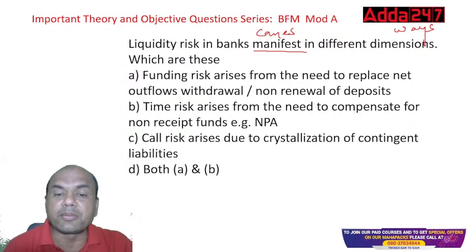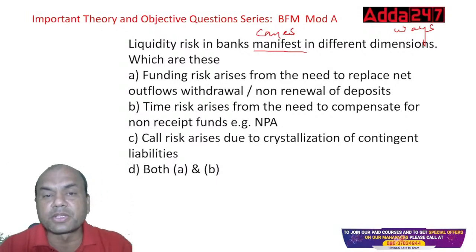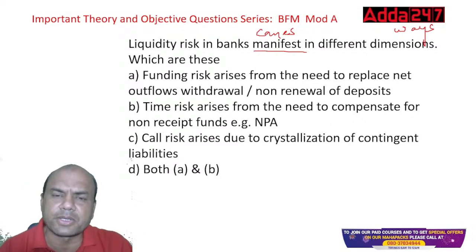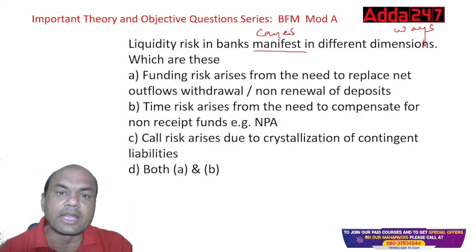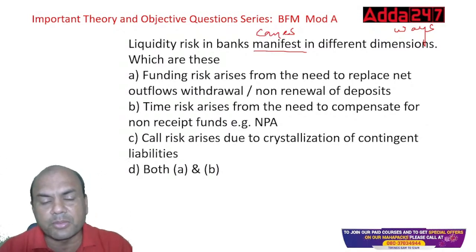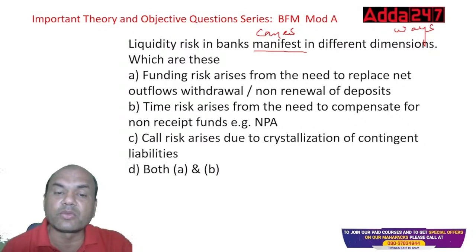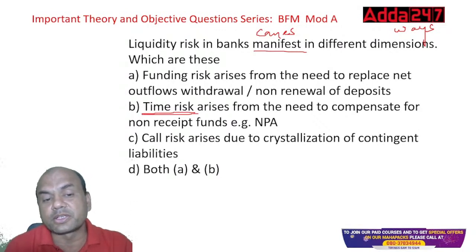Number 2, time risk arises from the need to compensate for non-receipt of funds, NPAs. Suppose I've given a loan. What is my logic? The logic says that person will pay me the EMI, or if a CC is given, that person will pay me the interest, and that interest I'll use for paying the depositors. But if I don't get that interest or that EMI, then what? That will also create a time risk. Time risk means at that time I'm not having the funds.